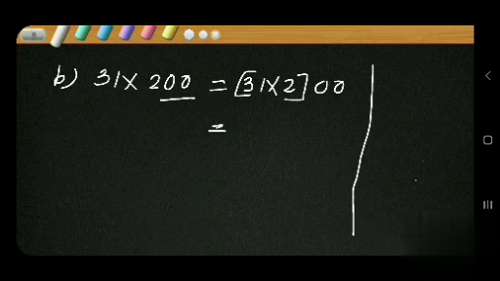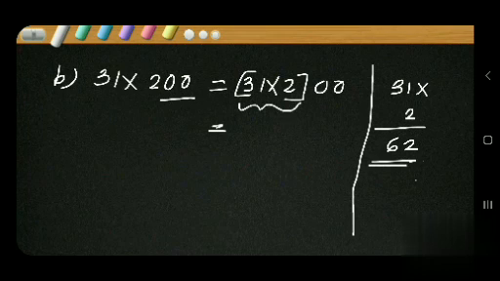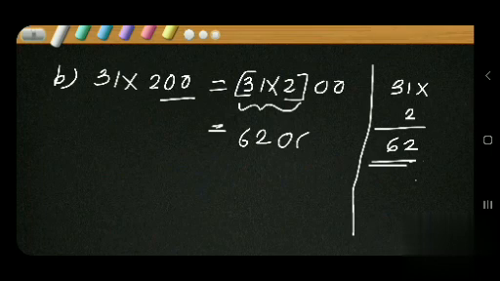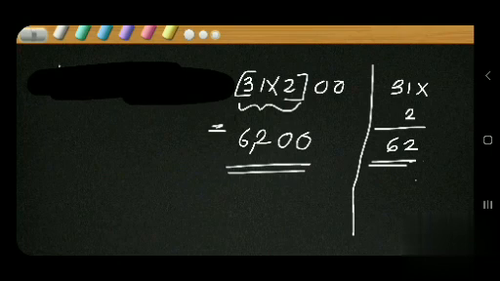Let's multiply 31 into 2 in the working column. 2 ones are 2, 2 threes are 6. So instead of this we can write 62. And how many zeros with 62? 2 zeros. Ones, tens, hundreds, comma, 6200, isn't it?